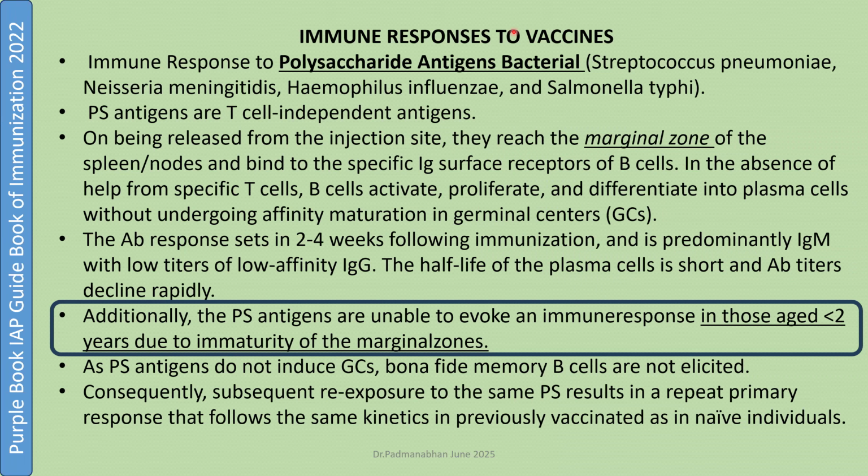Additionally, polysaccharide antigens are unable to evoke an immune response in those aged less than 2 years due to immaturity of the marginal zone. Please remember these are slides. This is slide number 33 of 105 of this vaccine deck, which I've sent to you. You are supposed to read every sentence of it. The whole slide is about polysaccharide antigen bacteria. Therefore, they can ask you a short note on immune response to polysaccharide antigen and conjugated antigen, the difference. Therefore, the marginal zone becomes very important.